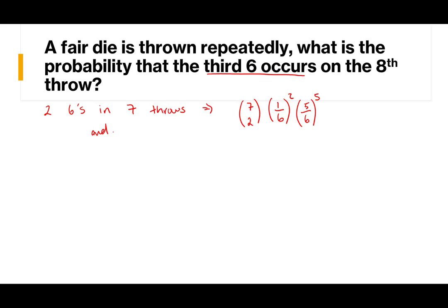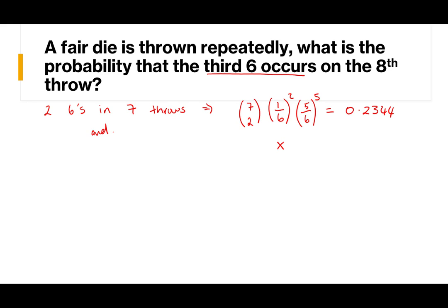So we've got 7 choose 2 times 1/6 squared times 5/6 to the power of 5. Okay, so that will get you 0.2344. It's a big long decimal. We'll leave it at 0.2344.